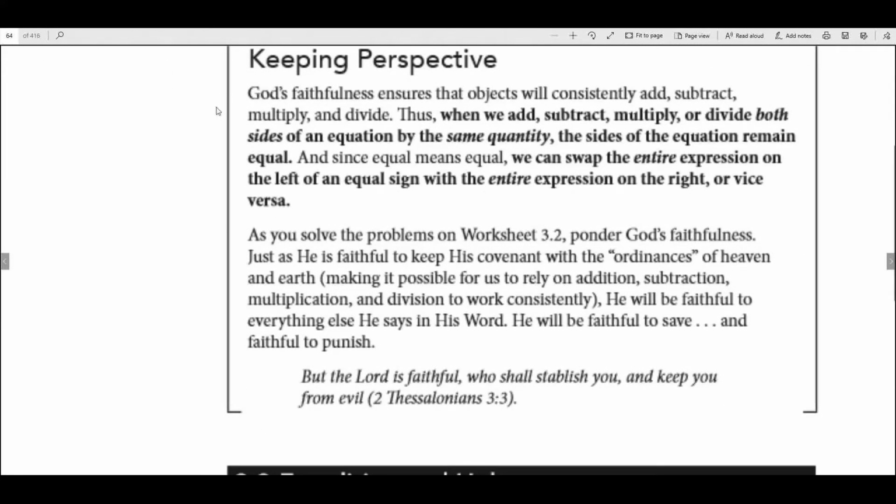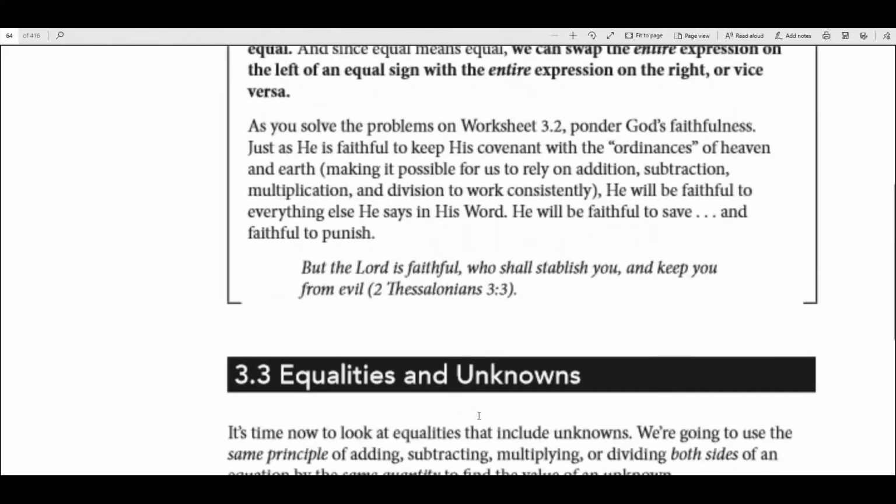All right, now, all of this is simply giving us the perspective of how God's faithfulness is to keep things consistent. In 2 Thessalonians 3:3, the Lord is faithful, who shall establish you and keep you from evil. Okay, there we are.